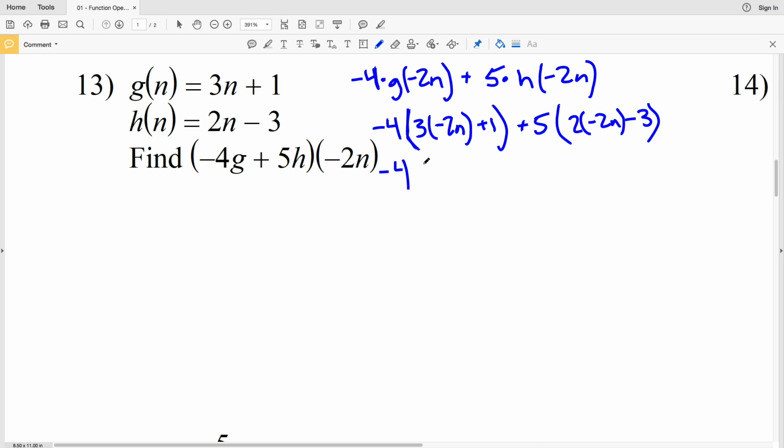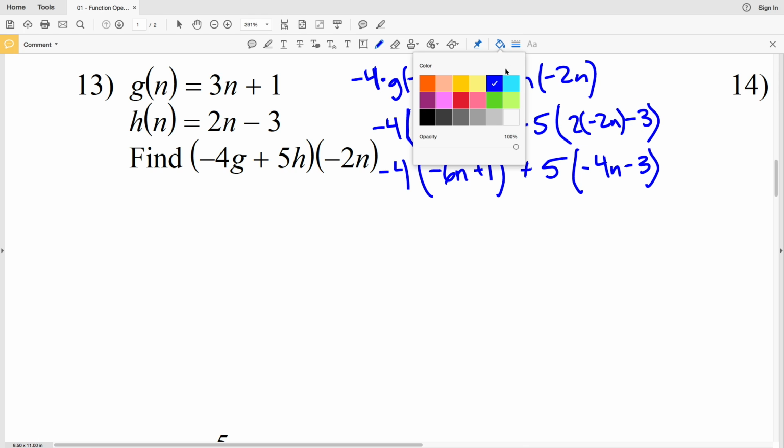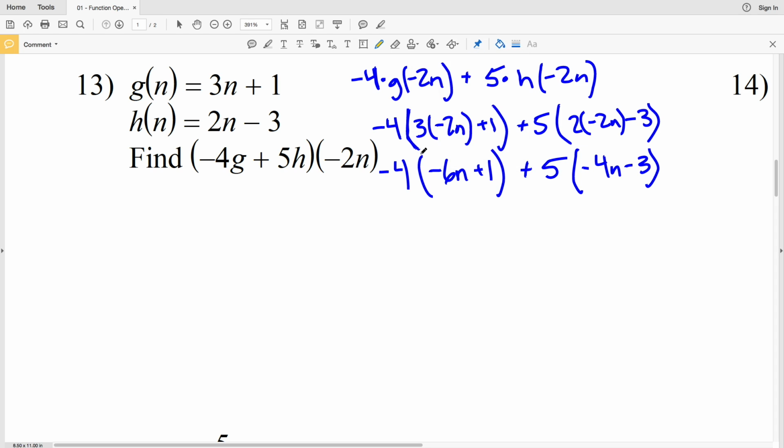So I'll get negative 4 times 3 times negative 2n is negative 6n plus 1, and I'm going to be adding that to 5 times 2 times negative 2n is negative 4n minus 3. Now I'll distribute my negative 4 to negative 6n and 1, and I'll distribute my 5 to negative 4n and 3. So this is essentially g of negative 2n, and this is h of negative 2n. But I need to multiply my function g by negative 4 and my function h by 5, which I'm doing in this step.